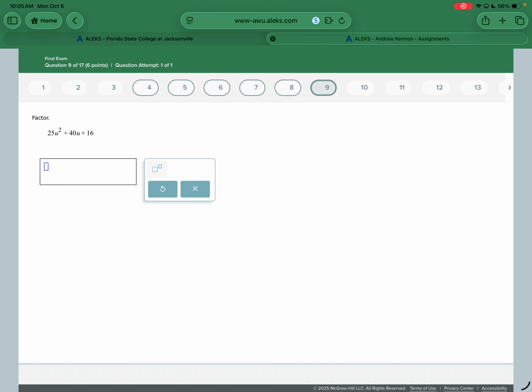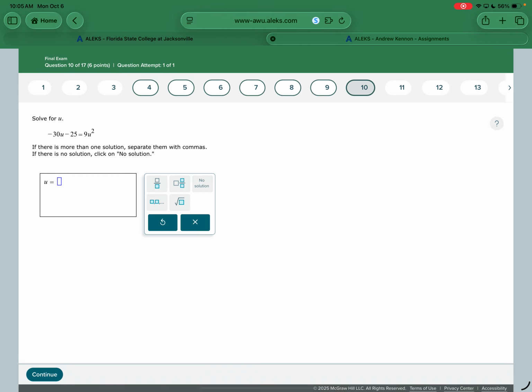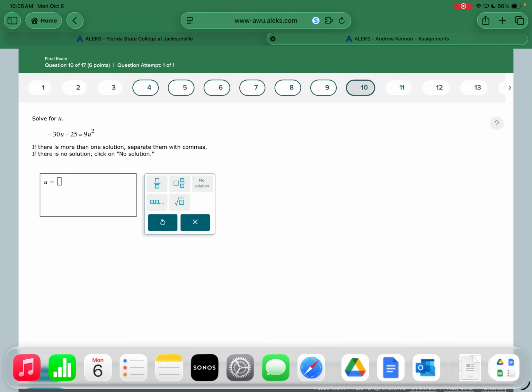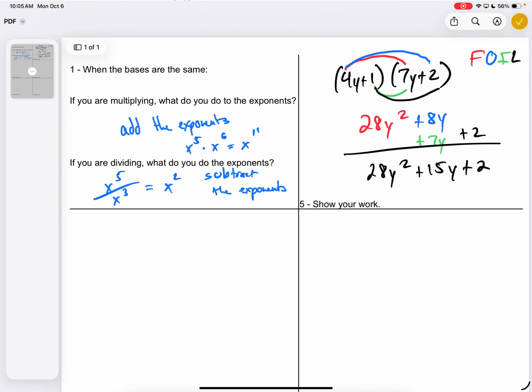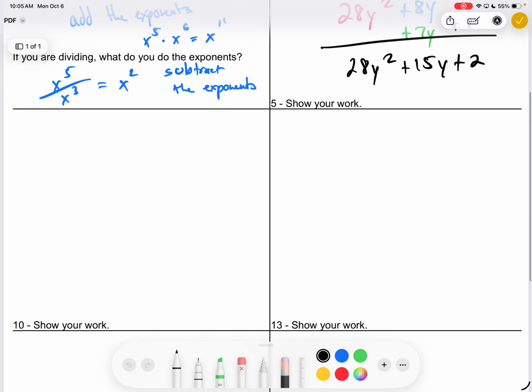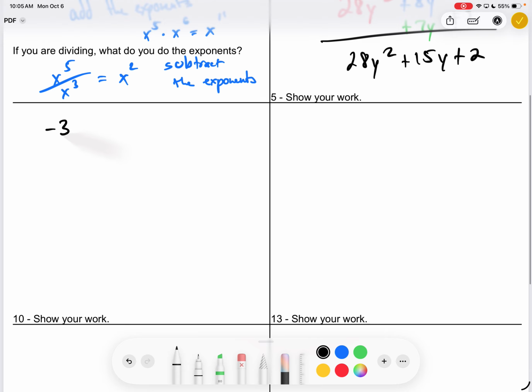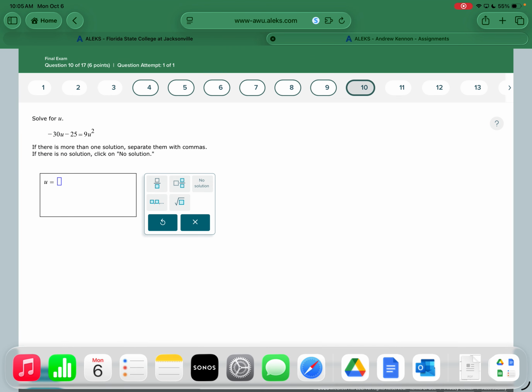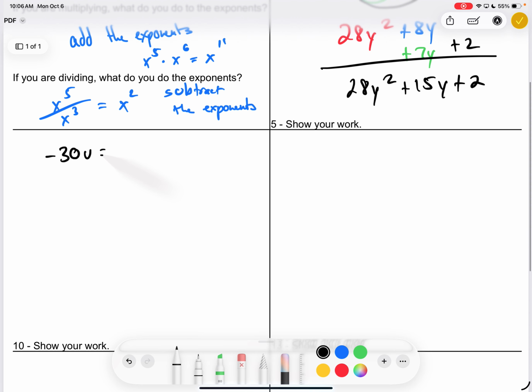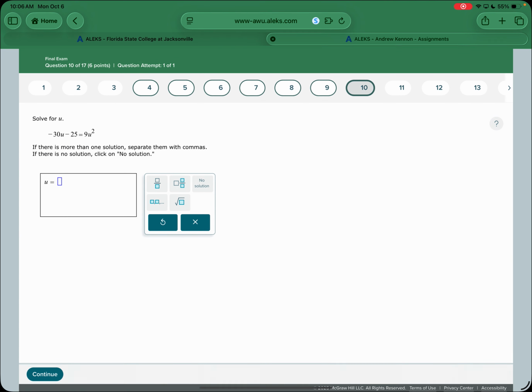Number 10 is a show your work one on the page. Negative 30, negative 25 equal 9. Which one had my u? Negative 30u, okay. Let's go double check this one more time. Negative 30u minus 25 equal 9u squared. Okay.